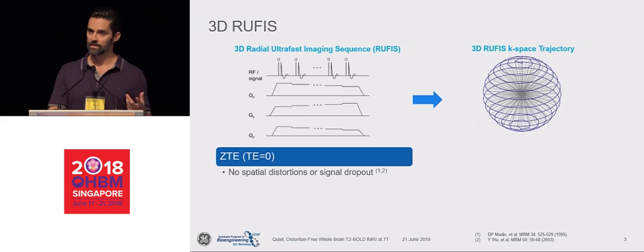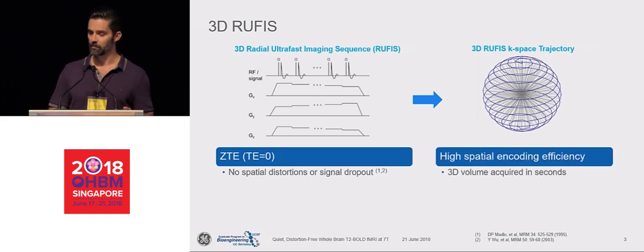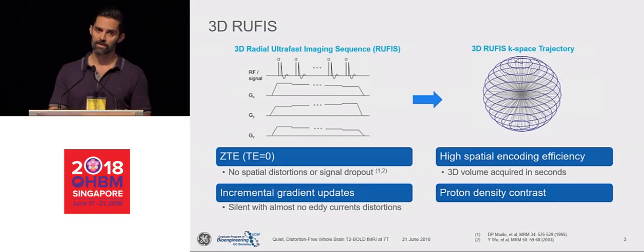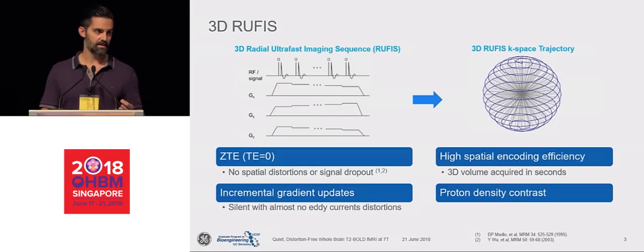Now, because this is an FID acquisition, it's 0 TE, meaning there's a 0 echo time. So there's going to be no spatial distortions or signal dropout caused by T2* dephasing. Because each of these acquisitions is on the order of a millisecond, it's very high encoding spatial efficiency, which allows us to acquire 3D volumes in a matter of seconds. And because these gradient updates are very small, it's not switching back and forth like an EPI readout, it's virtually silent with no eddy current distortions either. However, because these acquisitions are very short, and because it's 0 TE, it is mainly a proton density weighted contrast.